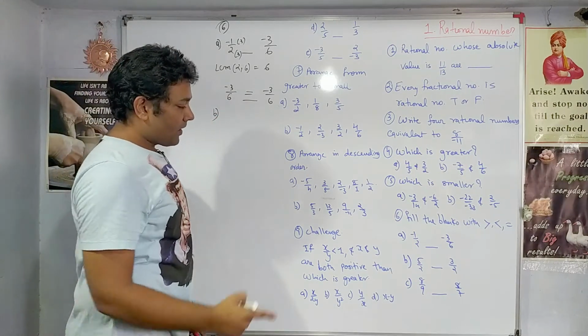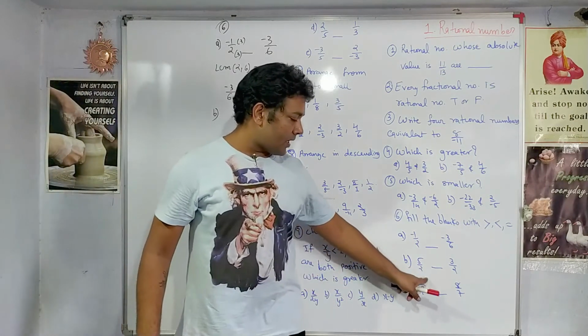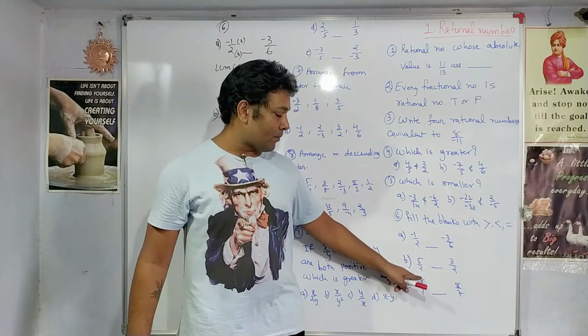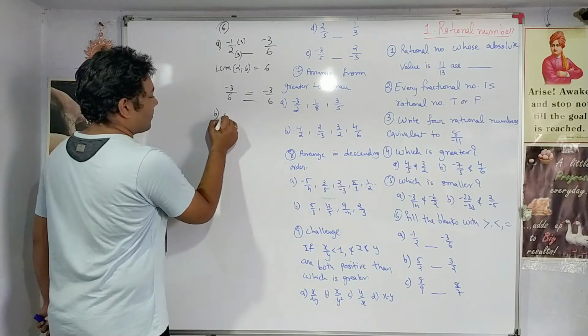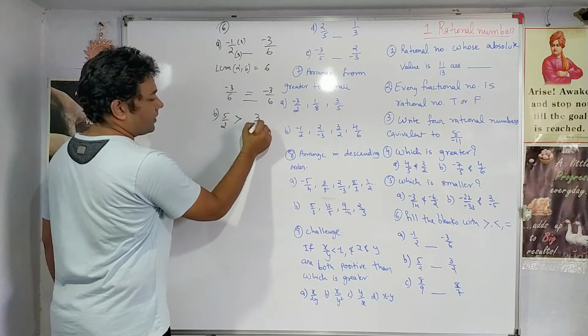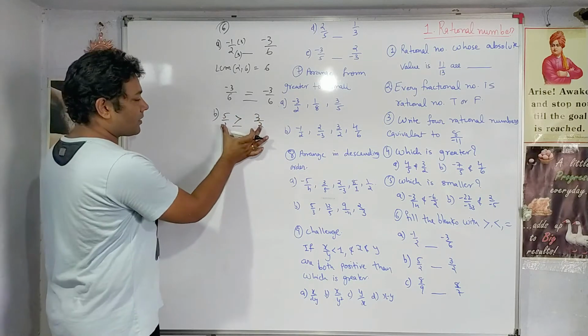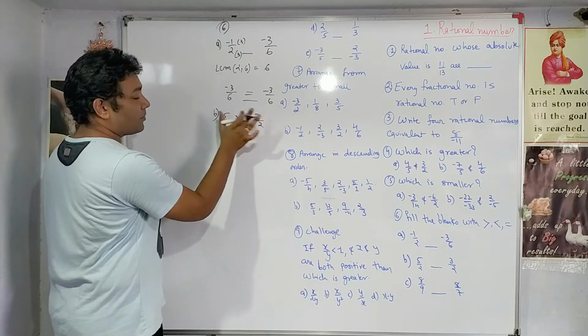B, 5 by 2 and 3 by 2. Here we already have the same denominators, so we can simply compare. So 5 by 2 will be greater than 3 by 2. Simple. Denominators are the same, so numerators can be compared.